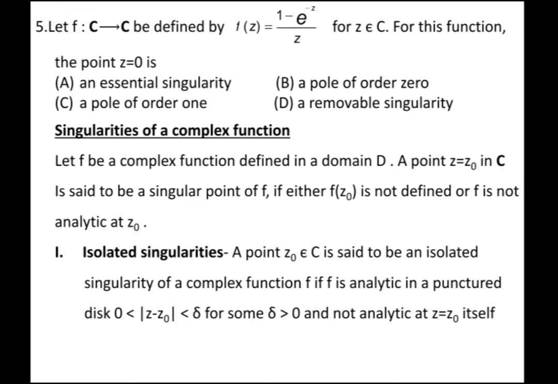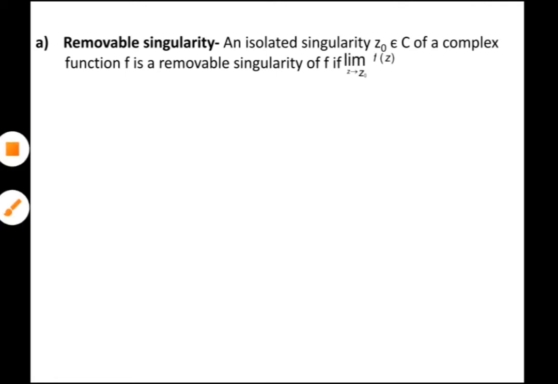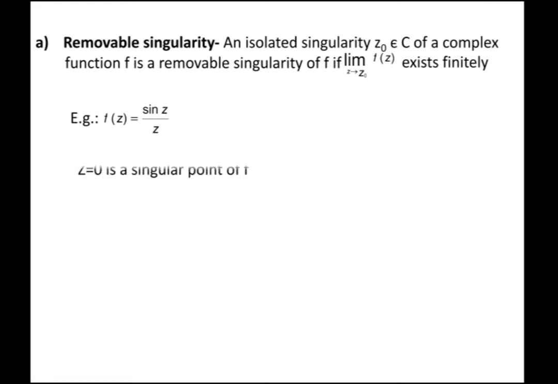They are, first one, removable singularity. So here an isolated singularity z0 in C of a complex function f is said to be a removable singularity if the limit as z tends to z0 of f of z exists finitely. For example, consider the function f of z equal to sin z by z.